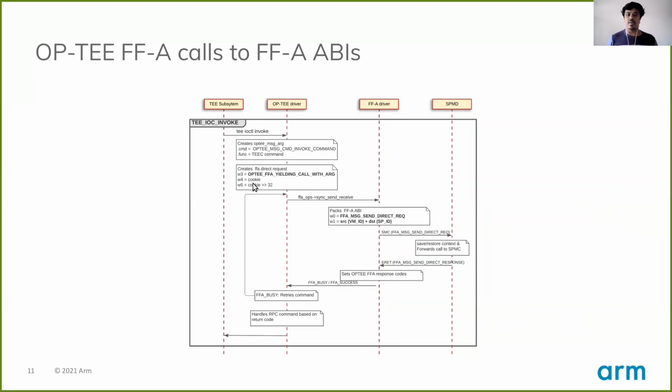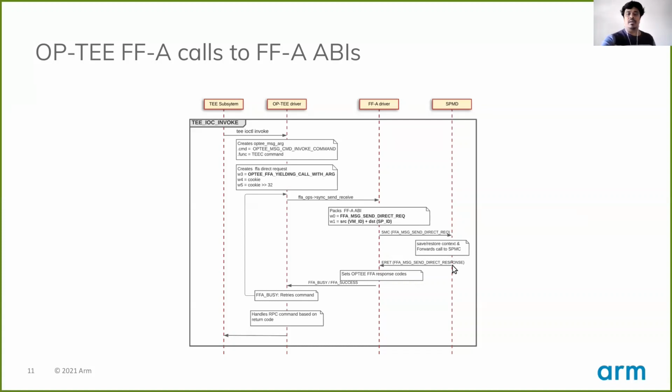This cookie is a global handle assigned by the SPMC component. Once this is set, the call is forwarded to the FFA driver by doing a sync send and receive. The FFA driver adds the source VM ID as well as the destination secure partition ID, and it sets the FFA function to be an FFA message and direct request, and forwards the call through SMC to the SPMD component. The SPMD component saves and restores the secure world state and forwards it to the SPMC.